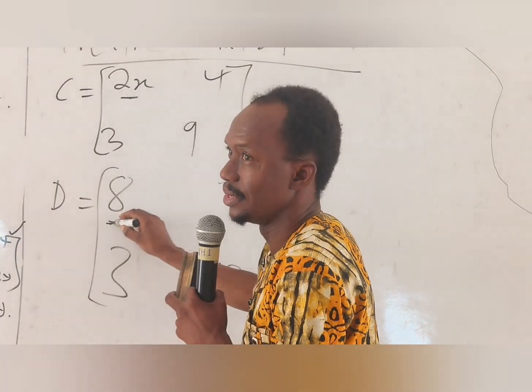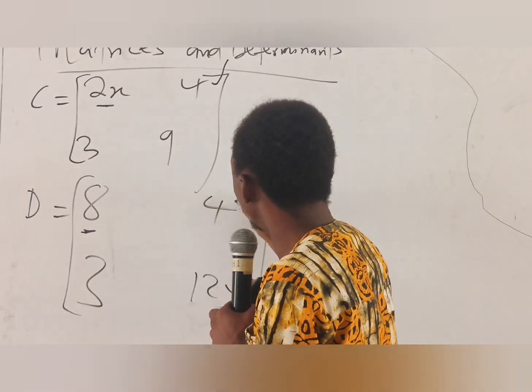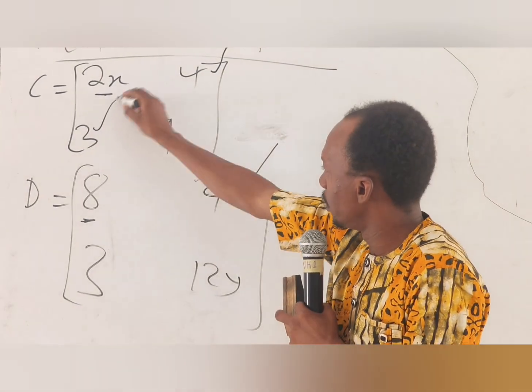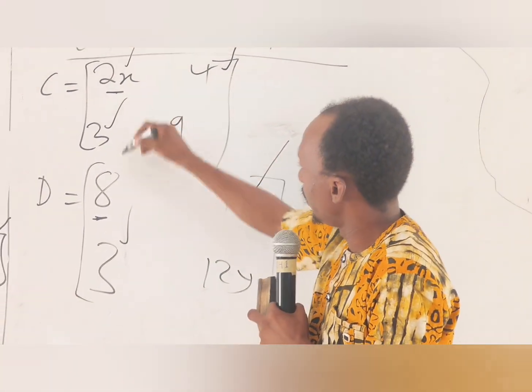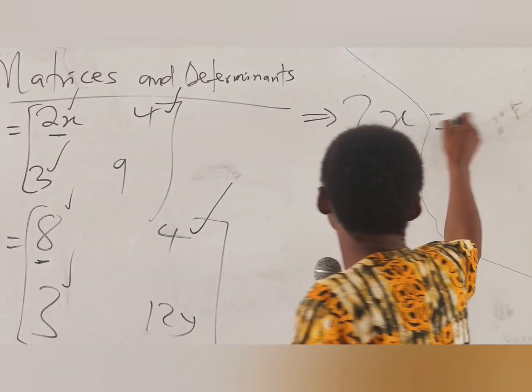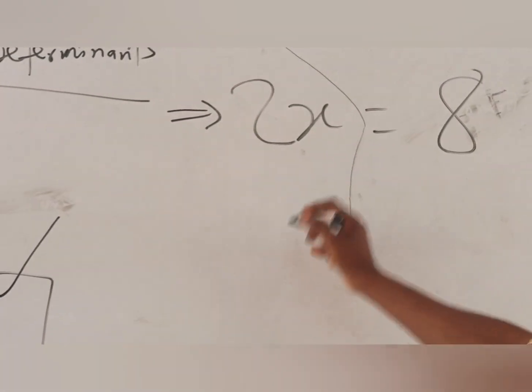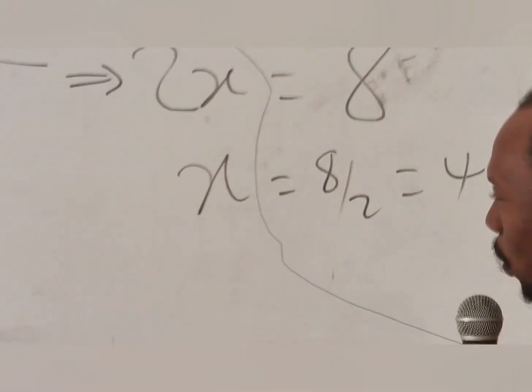Can you see where the variables are? Because the rest of the entries are equal. This one is the same as this one. This one is the same as this one. The only entries are this and this. So you compare. So 2x is equal to 8. If you are looking for x, so x is what? 8 over 2. Now what do you get? 4. That's what we did.